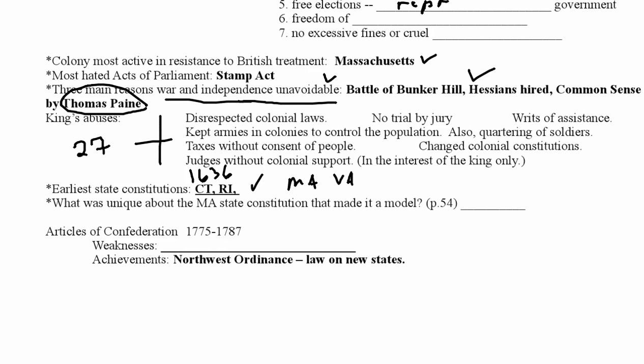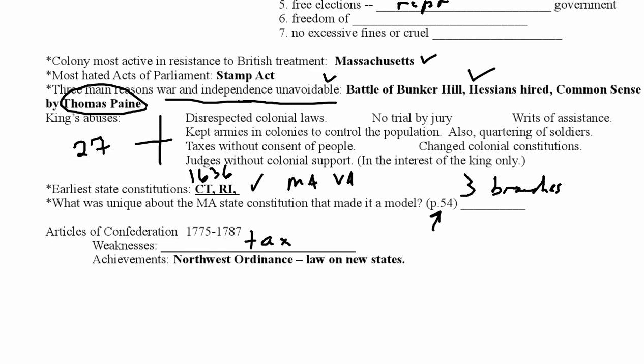What was unique about the Massachusetts state constitution that made it a model? You can look on that page, 54, but mainly that there were 3 branches, and also that it had a strong executive branch. It was the only state constitution that had 3 branches. Articles of Confederation, right before our constitution time. The weaknesses: no power to tax, and very little executive authority.